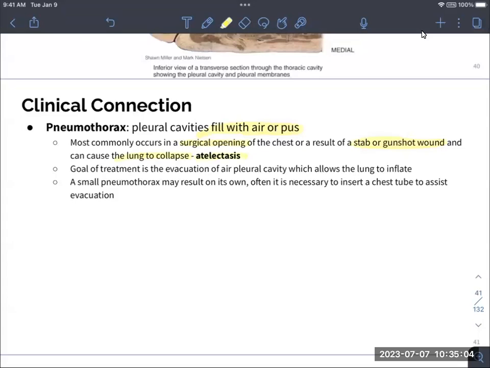atelectasis. So treatment is to get rid of that air from that pleural cavity. As soon as the air is removed from that pleural cavity, that lung is able to reinflate. Some pneumothoraxes can actually heal and fix on their own. But sometimes we need to put a chest tube to help that air actually leave that pleural cavity so that lung can reinflate back up.